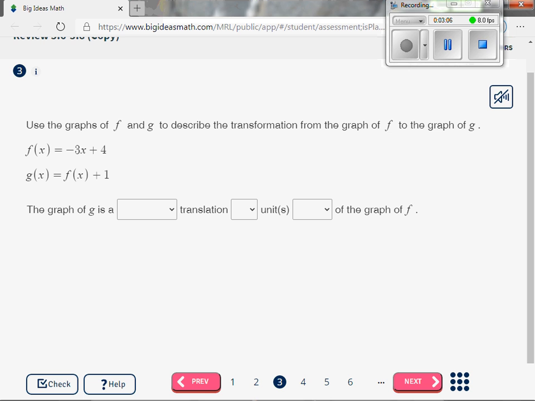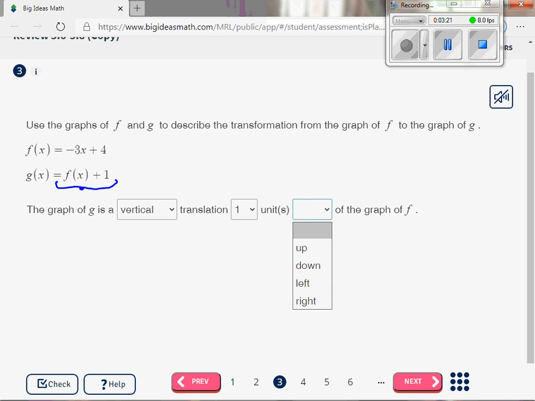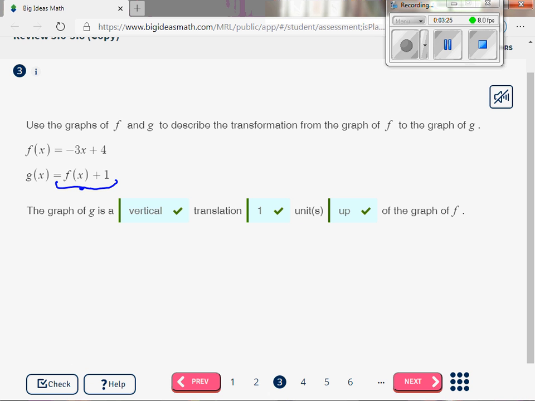Now this one here is similar, because we have f of x plus 1. Since it's on the outside of the parentheses, it is vertical. How far are we moving? 1 unit up. Plus 1 on the outside is up or down, and since it's positive, it's moving up, and it's moving 1 unit.